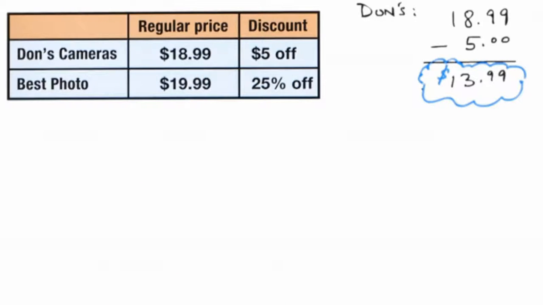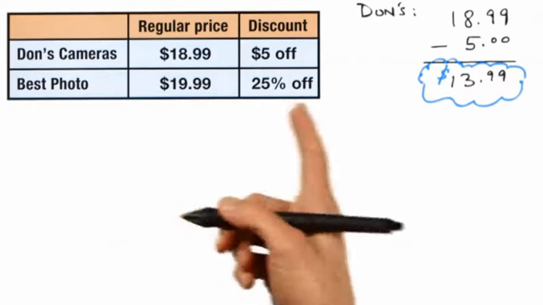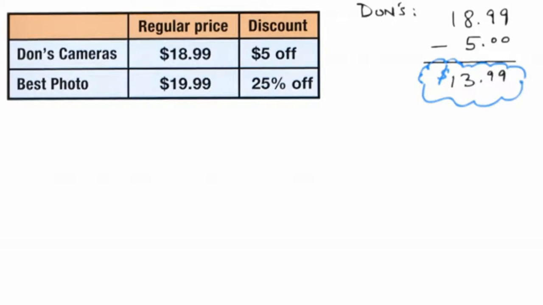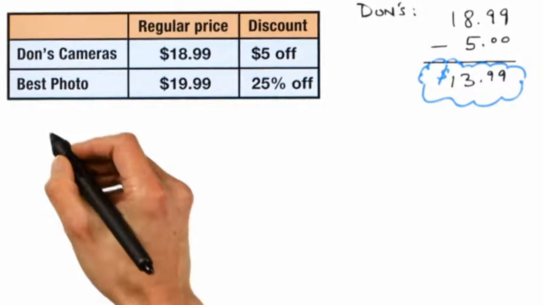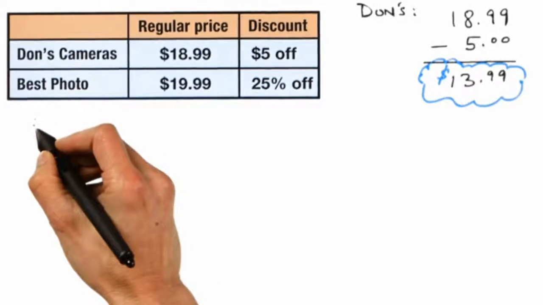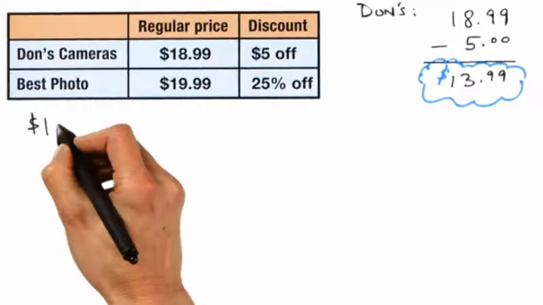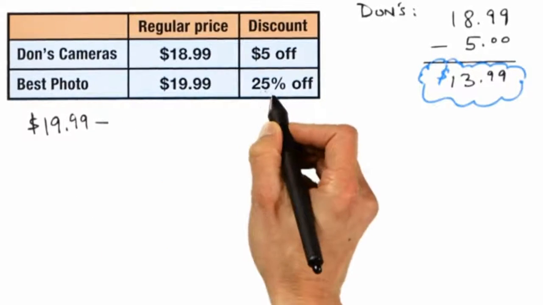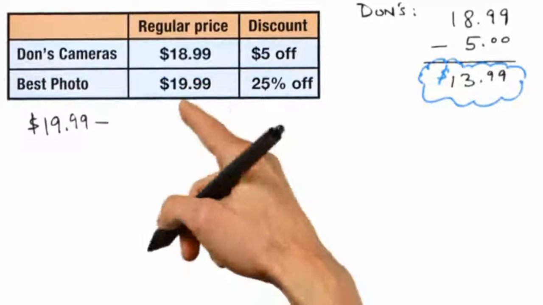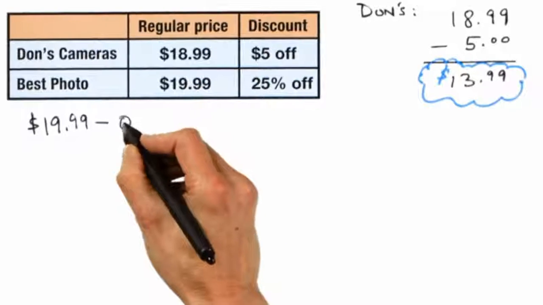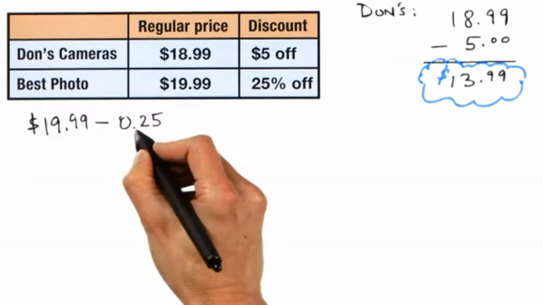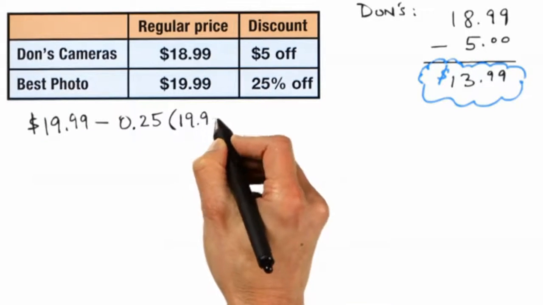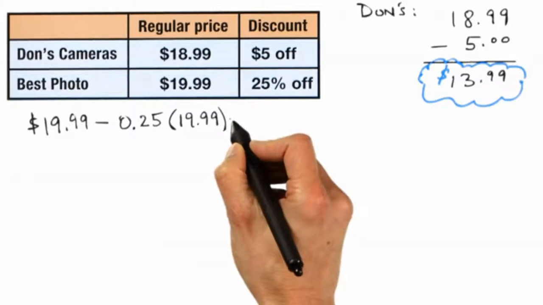Now, what about Best Photo? Well, Best Photo is saying 25% off. So off means it's still a discount, so we still have to subtract, but we have to be careful exactly what we have to subtract. So we start with the $19.99, and now we have to subtract 25% of the price. Well, that means 0.25, and what does of mean? Of means times the original price, $19.99.